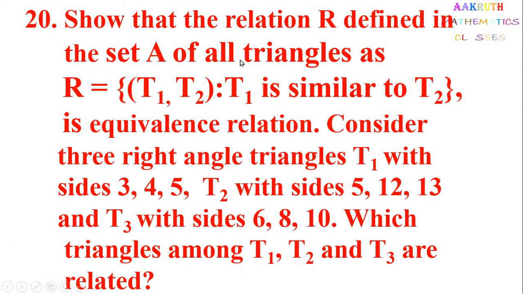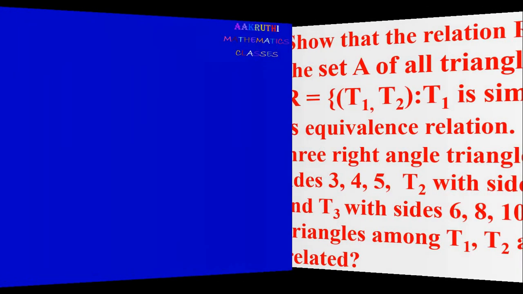So next question, show that the relation R defined on the set A of all triangles as R equal to the set of all (T1, T2) such that T1 is similar to T2 is an equivalence relation. Now here the relation is 'similar to'. Consider 3 right angle triangles: T1 with sides 3, 4, 5, T2 with sides 5, 12, 13 and T3 with sides 6, 8 and 10. Which triangles among T1, T2 and T3 are related? So here we have to find which triangles are related.